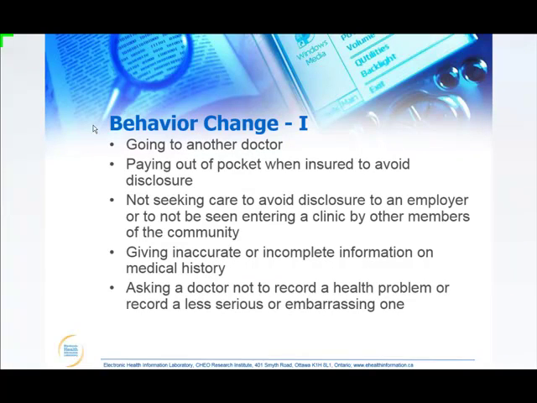The kinds of behavior changes include going to another doctor, so you have multiple providers rather than one provider, which is generally not a good thing. And now that we don't have electronic medical records exchanging data, that can be one way to segment your information, so no single provider knows everything. Paying out of pocket when insured to avoid disclosure, so the insurer doesn't have the details. Not seeking care to avoid disclosure. Giving inaccurate or incomplete information in your medical history, so essentially lying to the provider. Asking the provider not to record any health problems so that the record doesn't include that.